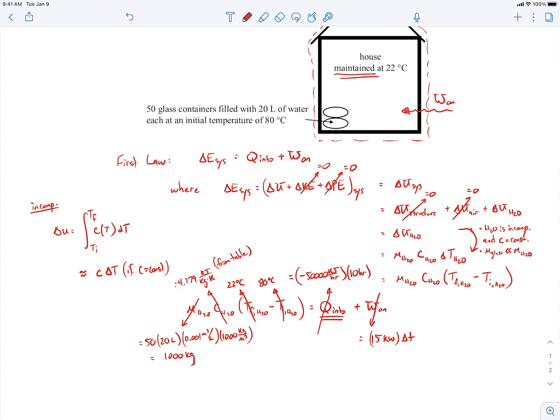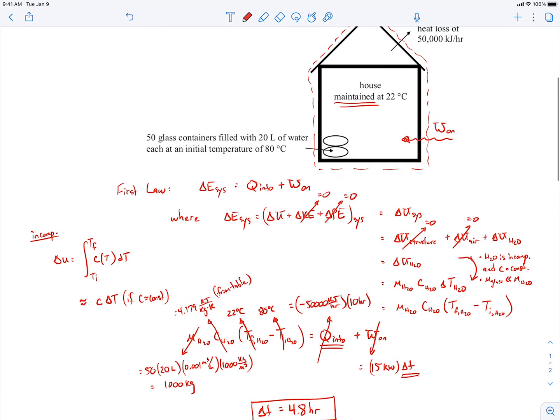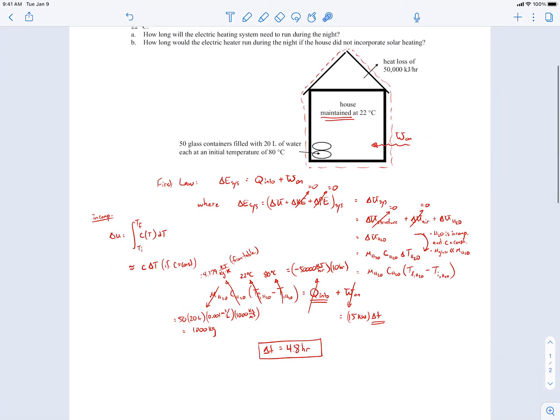All right, so now we have everything we need for that equation. We can just solve it for delta T. And when you do that, you have to be a little careful of some unit conversions in there, but when you do that, you'll find that it comes out to be 4.8 hours. So when you have these glass containers filled with water that start off at 80 degrees C, you only need to turn on your electric heating for just under 5 hours.